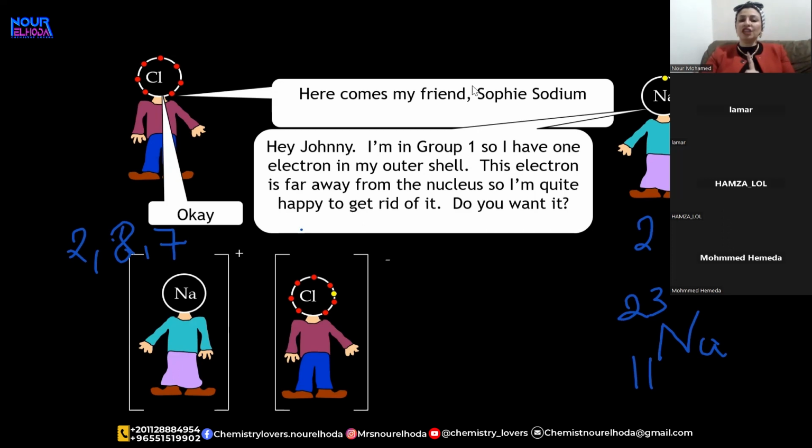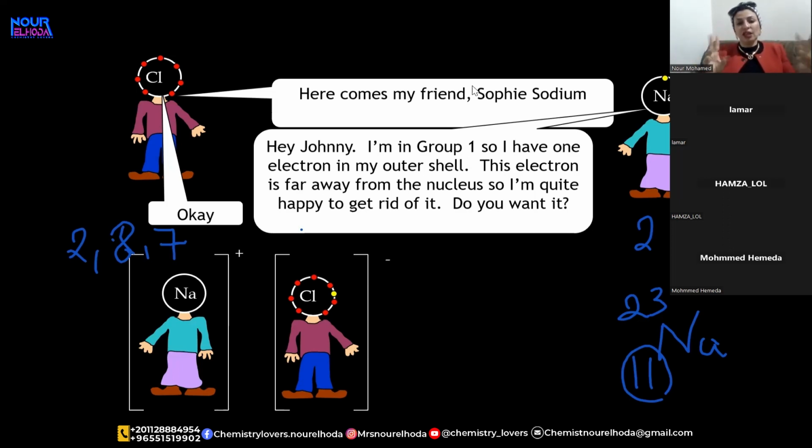When I do the configuration, I'm going to do it for the small number and not the big number. I'm going to use the small number, 11. So it's 2, 8, 1 and 2, 8, 7. Me as a sodium, I'm having 2, 8, 1, so in the outer shell I have 1. I need to be stable. So what do I prefer?